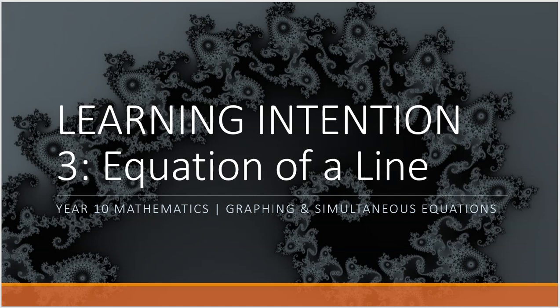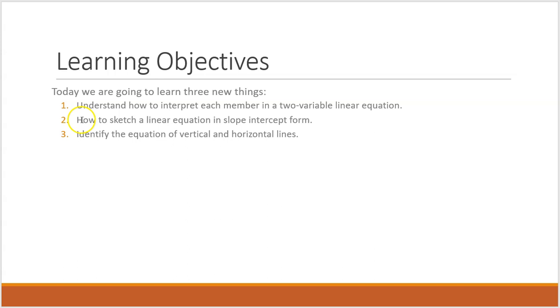Now, the learning objectives for today are understanding how to interpret each member in a two-variable linear equation, how to sketch a linear equation in slope-intercept form, and finally, identifying an equation of a vertical and horizontal line. So part 3, in fact, all of these features carry on from Learning Intention 2 using the gradient.